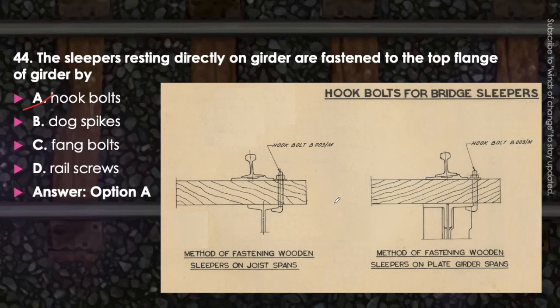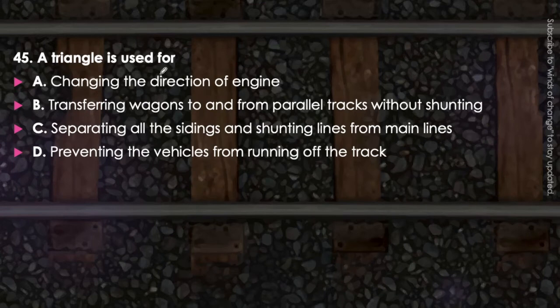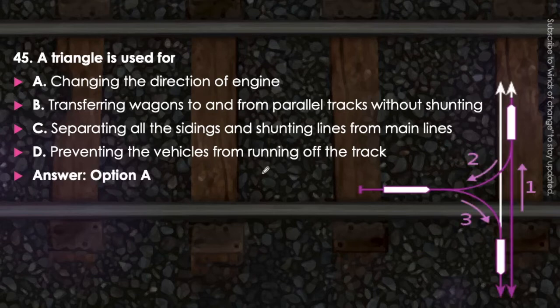Next question. A triangle is used for changing the direction of the engine, transferring the wagons to and from parallel tracks without shunting, separating all the sidings and shunting lines from main lines, or preventing the vehicles from running off the track. Think about it. This is an easy question. If you know about the triangle, you can easily answer this question. The answer will be option A, that is changing the direction of the engine.